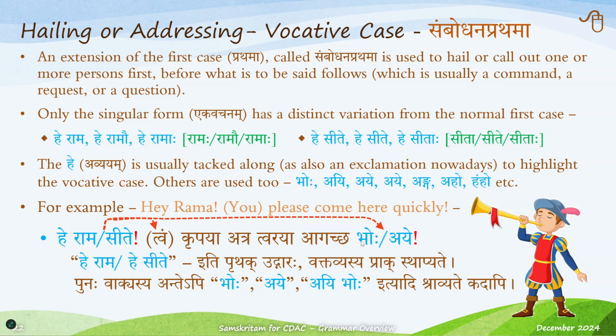And then we have seen how we use bho, aye, he, etc. A whole lot of them, both before the Sambodhana Prathama and also sometimes at the end of the sentence to further call attention. So tooting twice, once here, once there. That's why appropriately the tooting picture is there about this. So this is also a special case, Sambodhana Prathama.